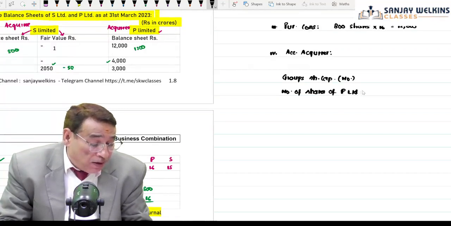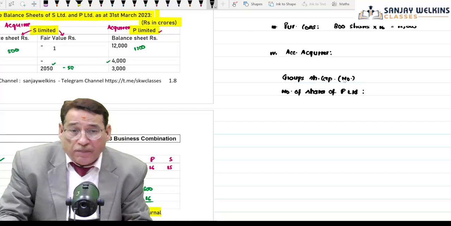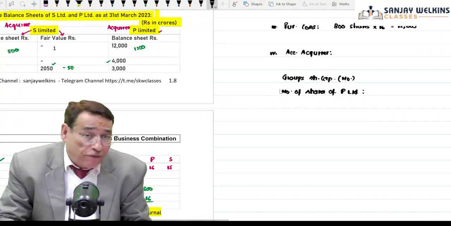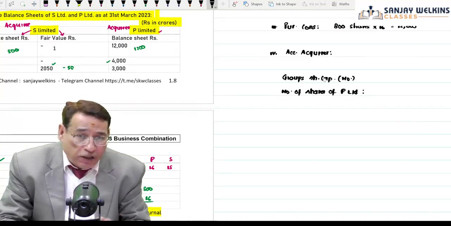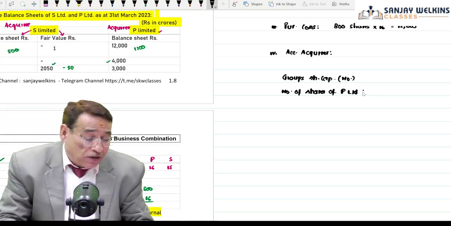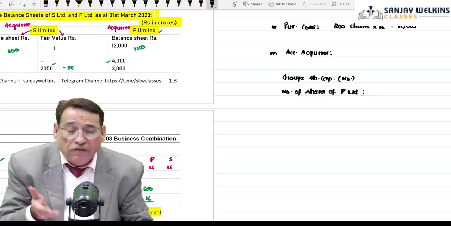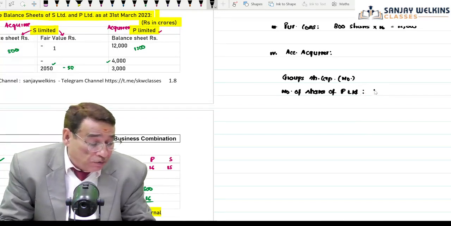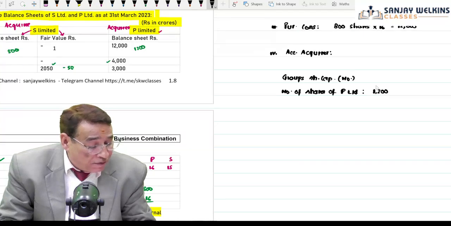Now, group share capital basically implies the total share capital of the legal acquirer. The legal acquirer is P Limited, and we have already seen in the balance sheet that the share capital of P Limited is given as 12,000. 12,000 divided by 10 is equal to 1,200. So 1,200 shares, first of all, I am going to write.